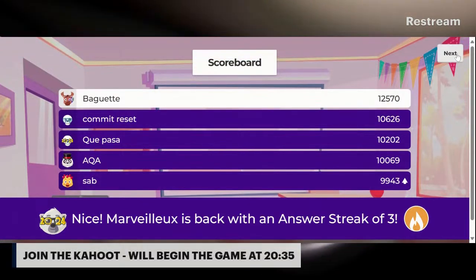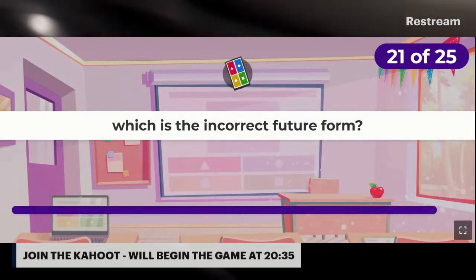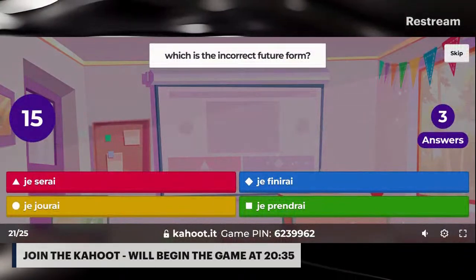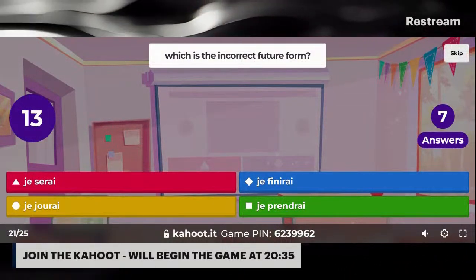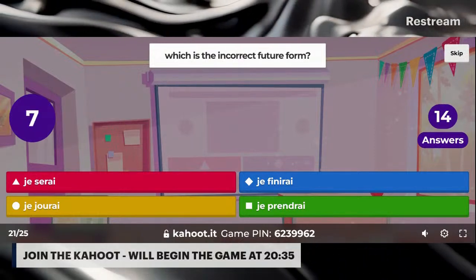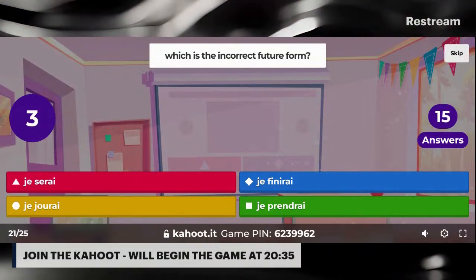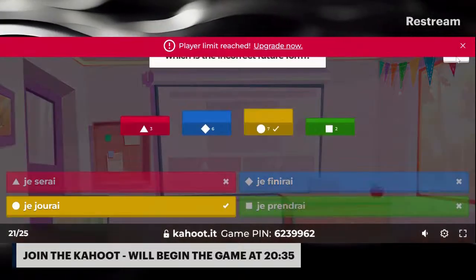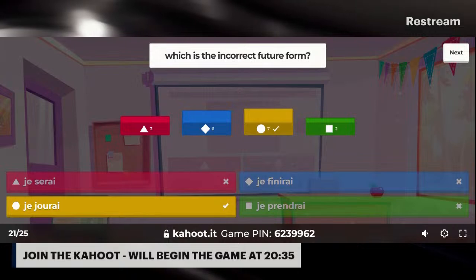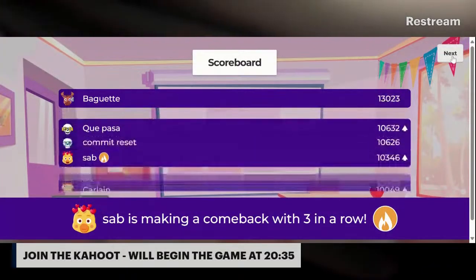The player limit has been reached, so I don't think anyone else can join, unfortunately. Which is the incorrect future form? Je serai, je finirai, je jouerai, or je prendrai? So it is je jouerai. Okay, and we're almost there.